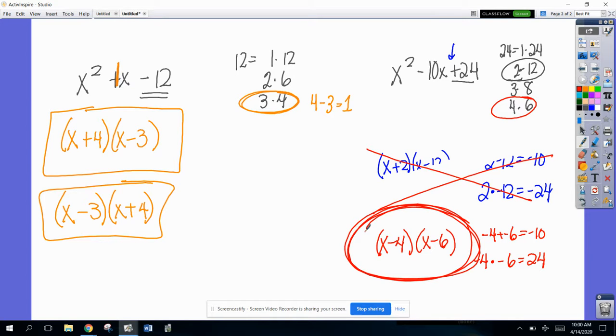Don't, even though one part works, you need to double check, because otherwise one part will work, the other part might not work.